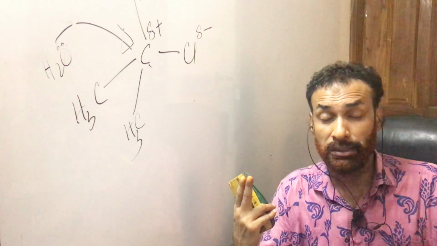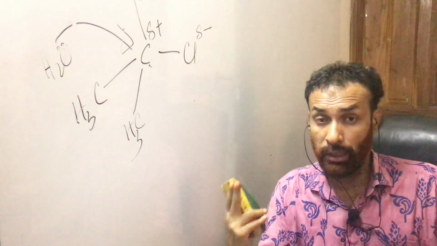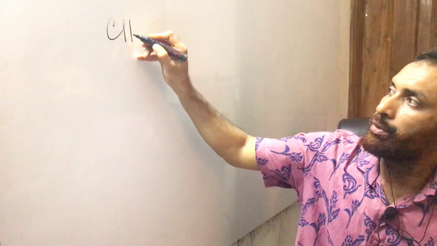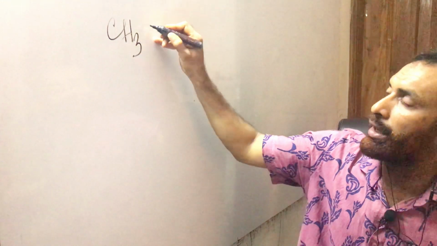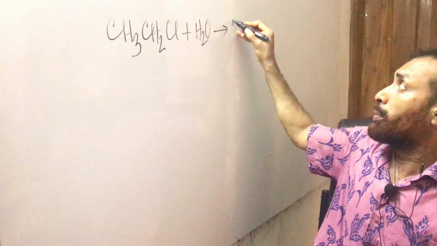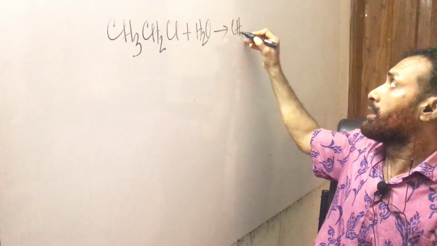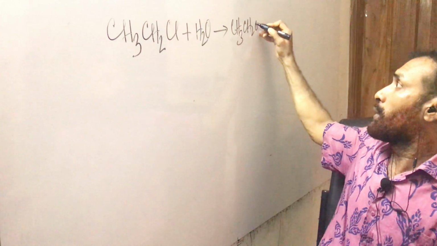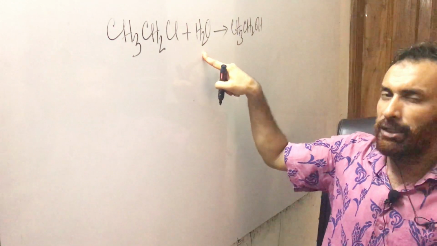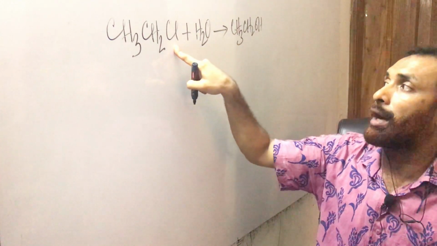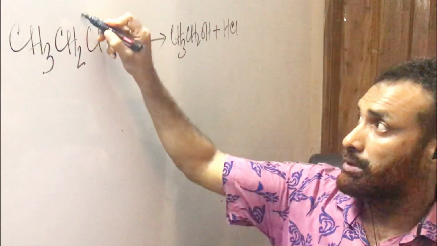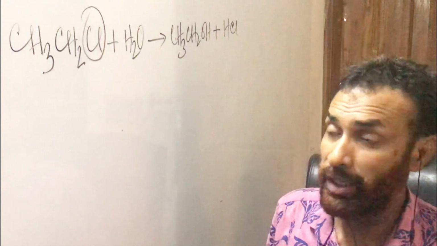Both are similar reactions: nucleophilic substitution, one with water, another with aqueous sodium hydroxide. Here I write CH3CH2Cl, and if this reacts with water, H2O, the product would be ethanol, CH3CH2OH, where the OH comes from water. Another hydrogen is left, and this hydrogen combines with chlorine to form hydrogen chloride. This is a nucleophilic substitution. Chlorine has been substituted or replaced.